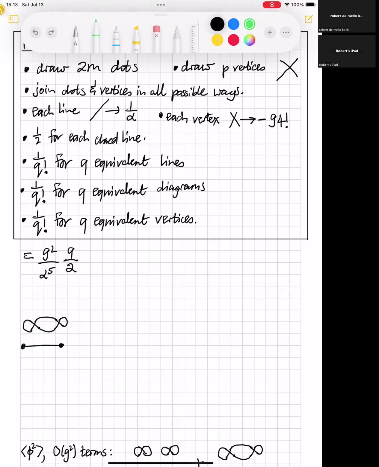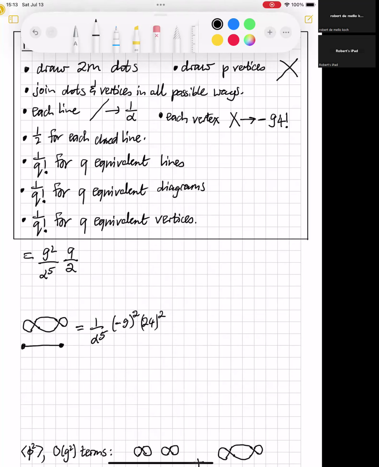So the first thing that we will have is 1 over alpha to the 5. How many vertices are there? 2 vertices, 1 there and 1 there. So the 2 red vertices are there. So we've got 2 vertices, and for each vertex we should get minus g times 4 factorial. So we'll have minus g squared and 4 factorial, which is 24 squared.